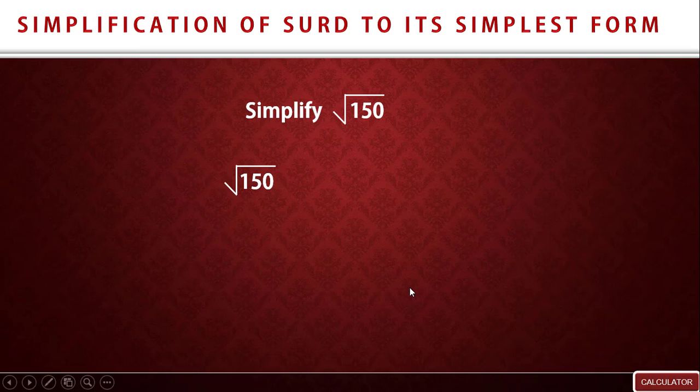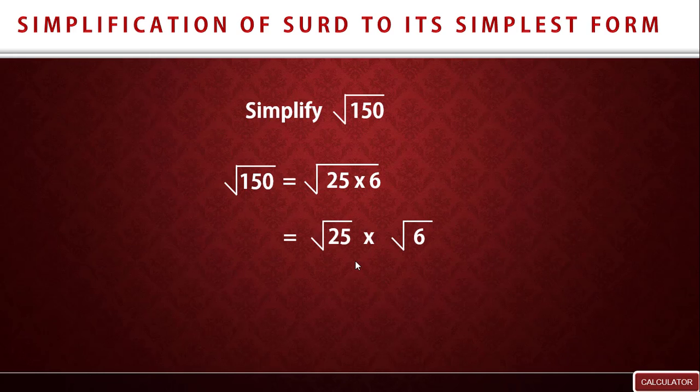So square root of 150 equals square root of 25 times 6. Let's break this apart, and we have square root of 25 times square root of 6. So what's the square root of 25? The square root of 25 is 5, so we have 5 times square root of 6. Then our final answer will be 5 root 6.